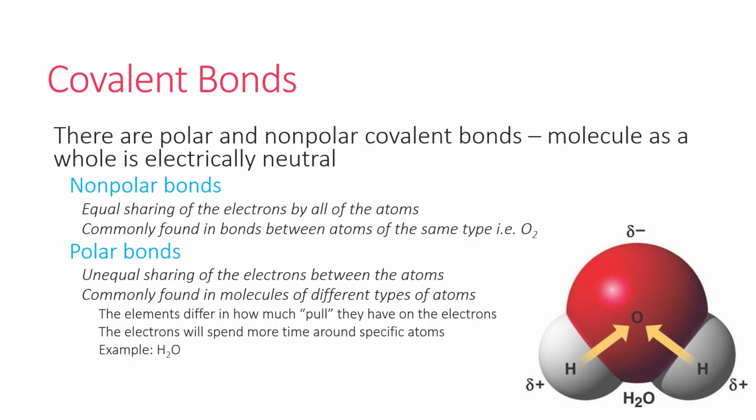Now, with these covalent bonds, we do have to get a little bit more specific. We have to talk about polar and non-polar covalent bonds. With a covalent bond, everything is going to be electrically neutral. Remember, if we're giving or receiving, we're creating ions. We're not creating ions with covalent bonds. But just because everything is electrically neutral, meaning we have the same number of electrons as we have protons, does not mean there's not some electrical charge to it. And let me explain that a little bit more.